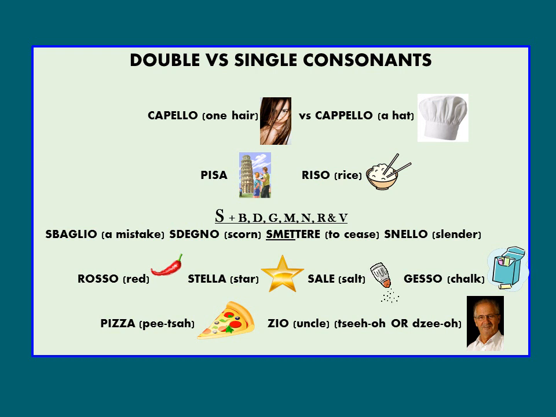A double Z is always pronounced like a TS, as in the well-known word pizza. A single Z that begins a word may be given a TS or a DZ sound, as in zio or zio.